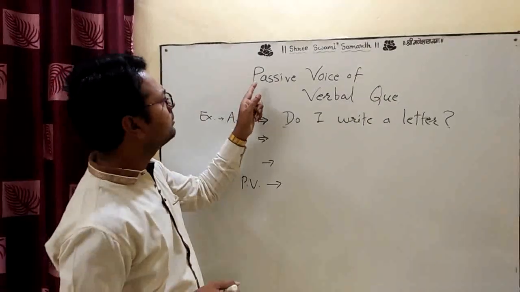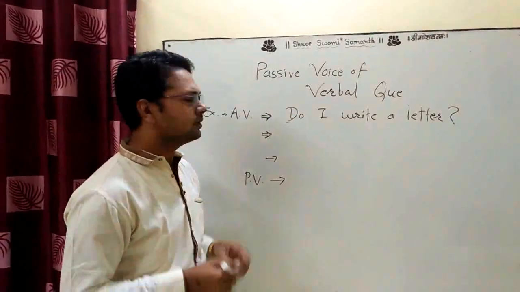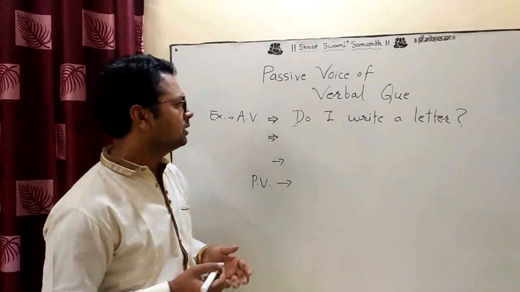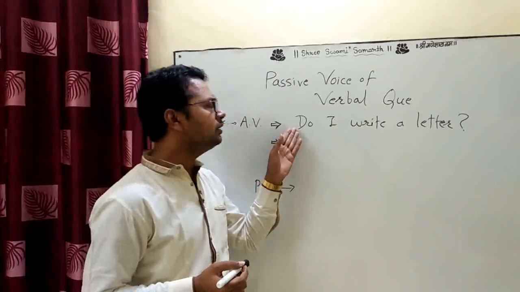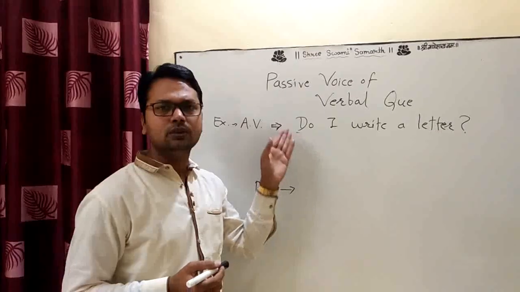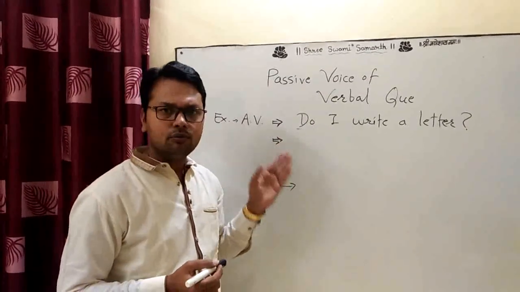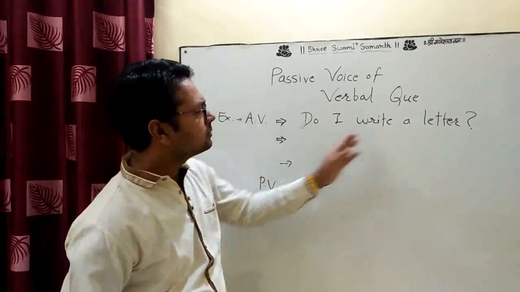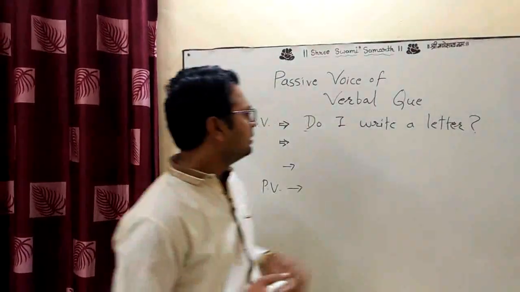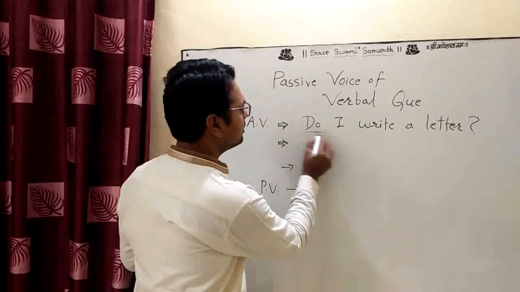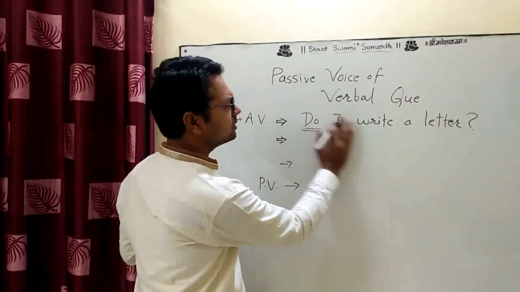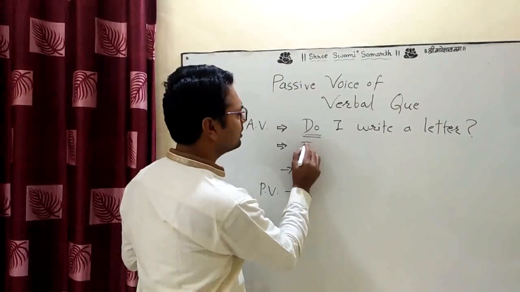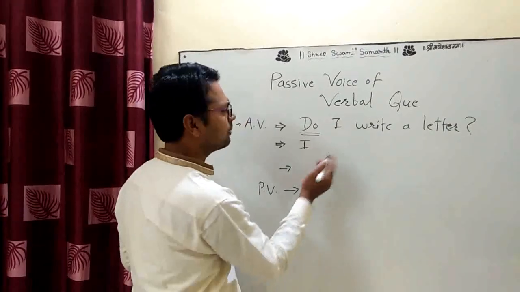Now we come to the point passive voice of verbal question. First we understand what is the verbal question. The verbal question starts from the helping verb like do, does, did, am, is, are, have, has, like this. Okay, and ends with the question mark. Okay, so we forget that there is a do. We just write down the simple sentence. This is a method that we have to make the passive voice.